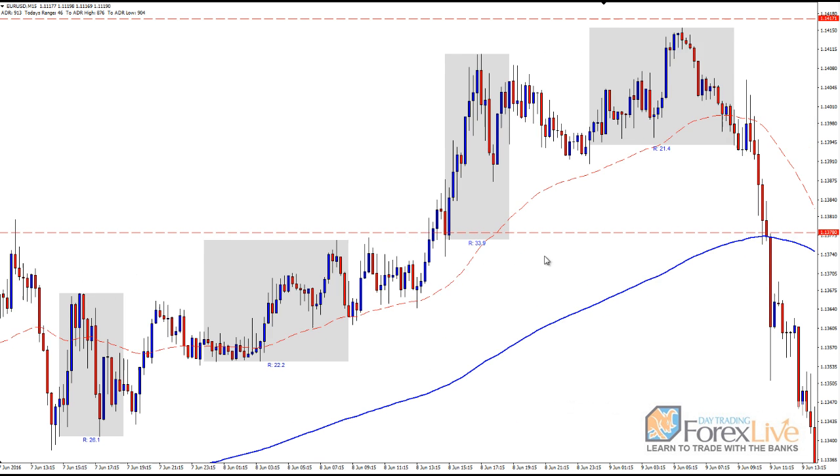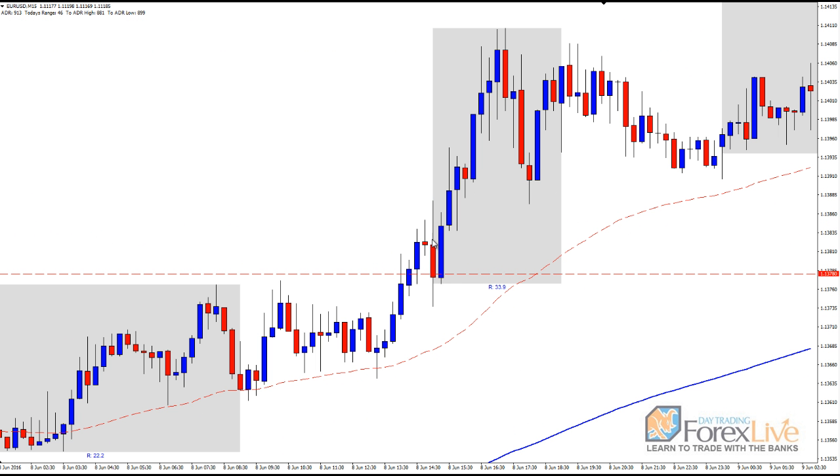But anyways, in order to use a backside point, some mechanical criteria has to be satisfied. We have to open and close beyond the manipulation point. In this case, we have to get above it. And then we have to have 2 consecutive candles, both open and close above the manipulation point. Once that occurs, we can then take a backside long off that point. That is exactly what happened.